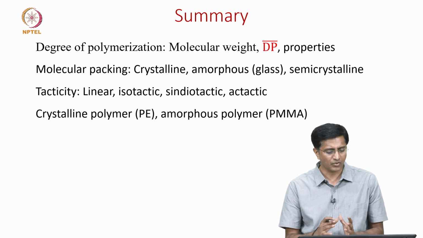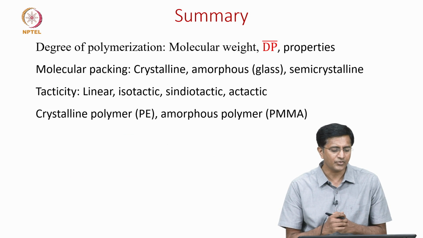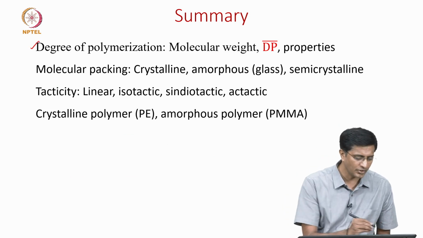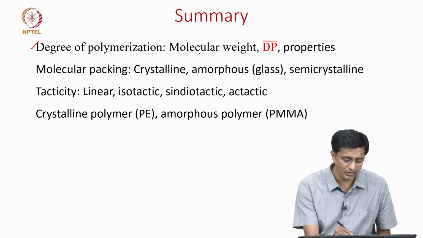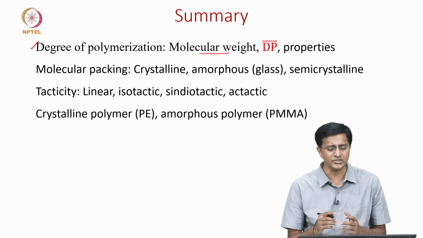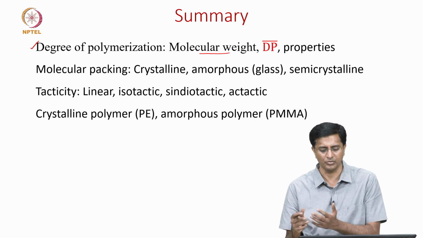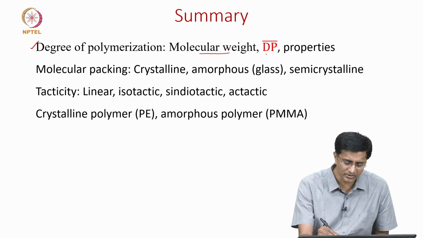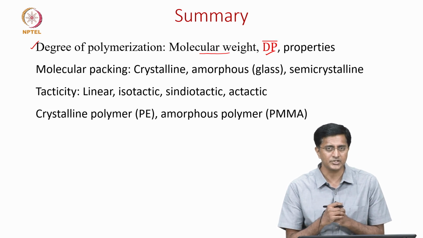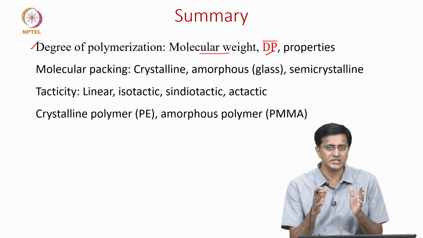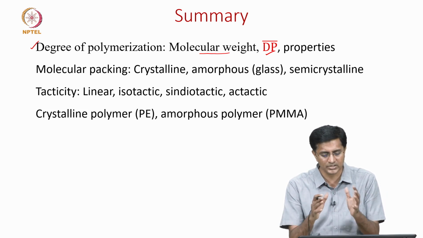Now let us summarize what we have discussed in this video. We discussed the length of a polymer using the concept of degree of polymerization. We also mentioned how we look at the molecular weight of these polymers: we simply multiply the degree of polymerization times the molecular weight of the monomer. And we also mentioned that more important is the average degree of polymerization, because not all polymer chains are of equal length.